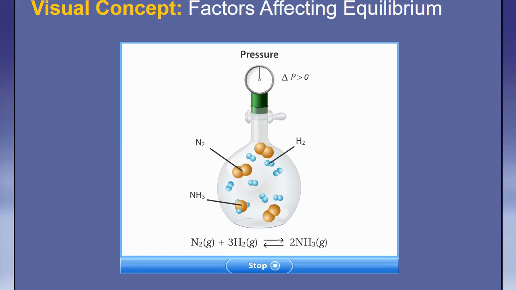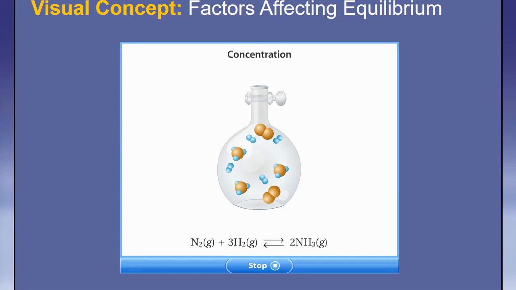And if we increase the pressure on this, and in this case, we're allowing some of the pressure to increase, it's going to try to make molecules that will decrease the pressure. So it went from four molecules to two molecules. And so it reduced the amount of pressure because it reduced the amount of molecules and it reduced the total collisions. Now we want to talk about concentration.